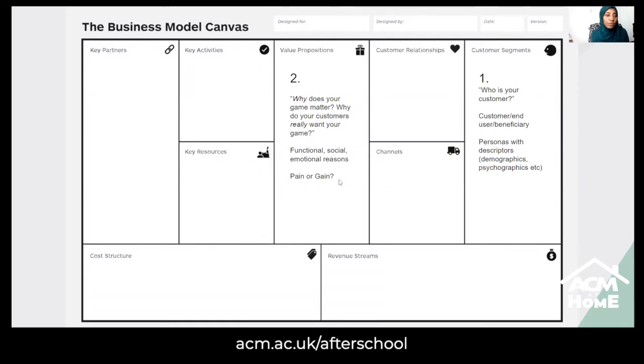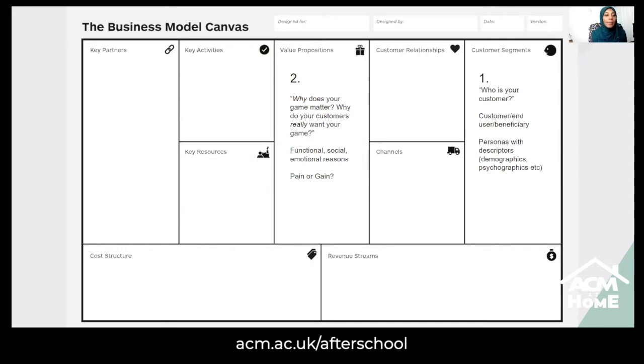So why would such a person like your idea? If we're talking about games, why does your game matter to this person, to Maria, or to someone else in the target group? Why do your customers really want your game? Sometimes we answer these questions twice. Once for what you're selling to them, or how you sell it to them. And the second time you're digging deeper into the value propositions and seeing why they actually need your game.